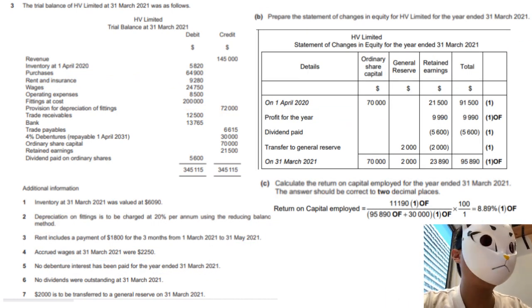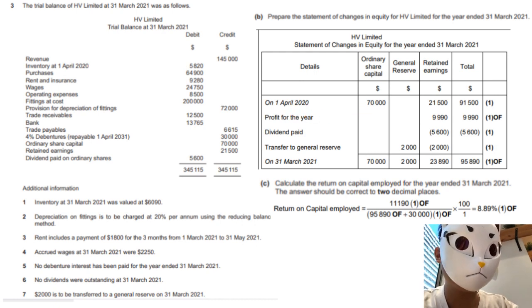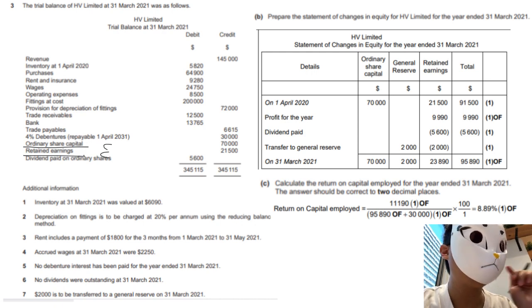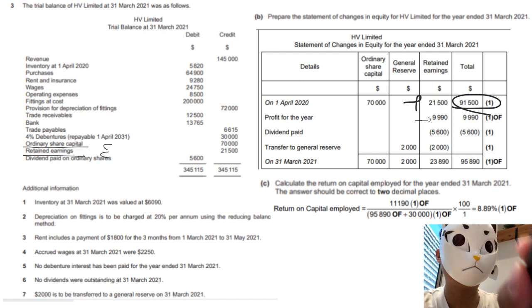For part B, we have to prepare the statement of changes in equity. First of all, on 1 April 2020, there are a few things to do. Of course, for equity, we will have ordinary share capital and retained earnings. These are regarded as the capital, right? So you add these up, and then you will have 91,500. This is the opening balance. Now, what do we have? First of all, we will have the profit for the year. You grab it from part A.